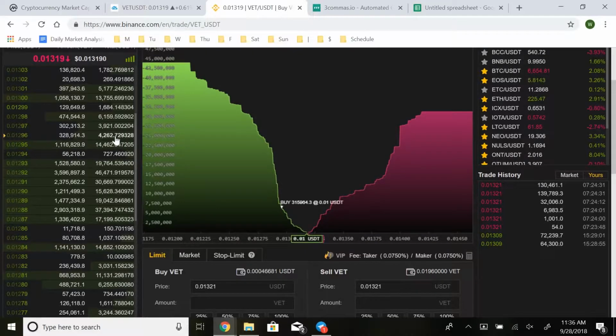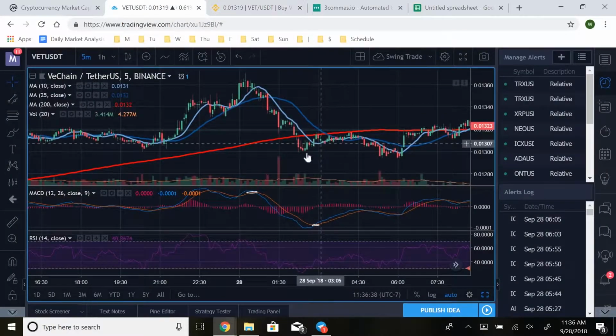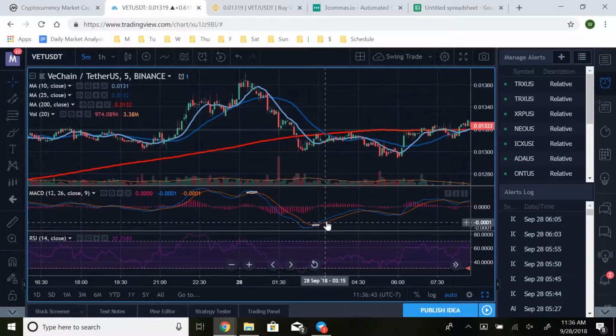If I enter in here, it's going to take a lot of selling power to break through all of these orders as well, in order to trigger my stop loss, which would be around 1286. So that is basically how you use the order book to identify where you want to enter into a trade after you have already identified that something is oversold and the momentum is looking to turn towards the upside. So it's very simple, guys.